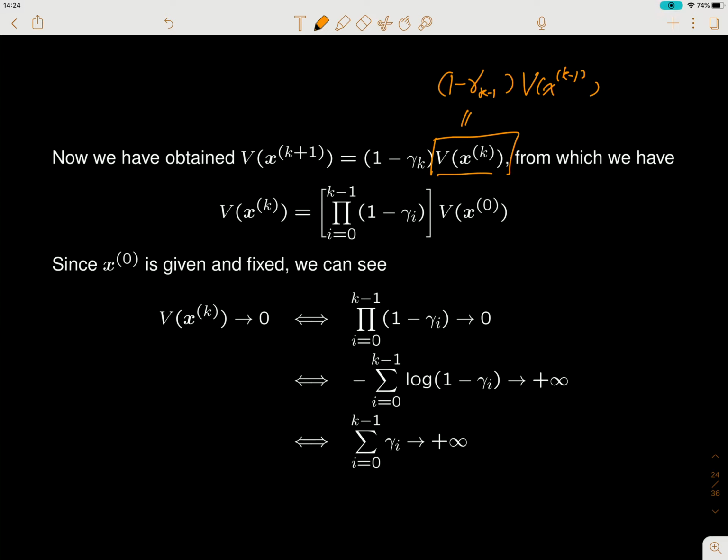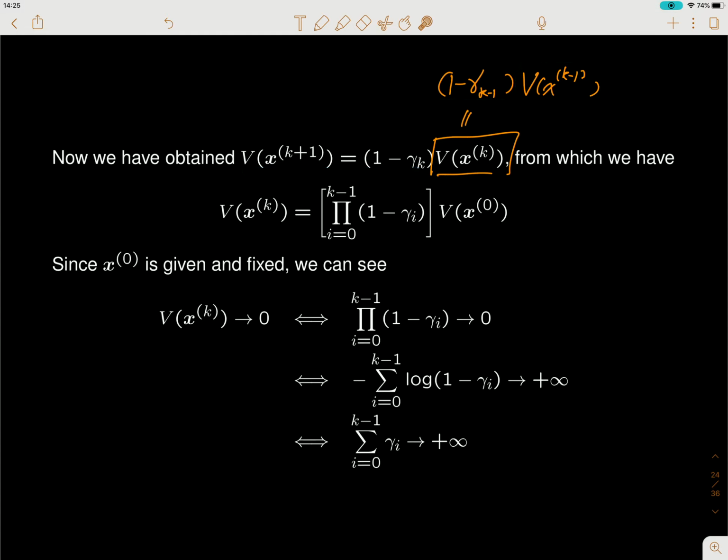Right? So combining these two together, we see that v(x_{k+1}) is just equal to (1 minus gamma_k) times (1 minus gamma_{k-1}) times v(x_{k-1}). And then I can further reduce this. This can be written as (1 minus gamma_{k-2}) times v(x_{k-2}). Right? You can keep doing that.